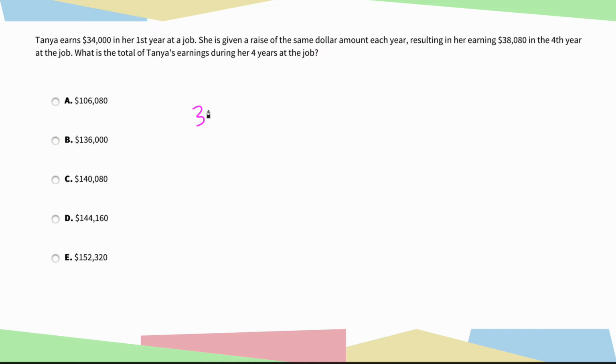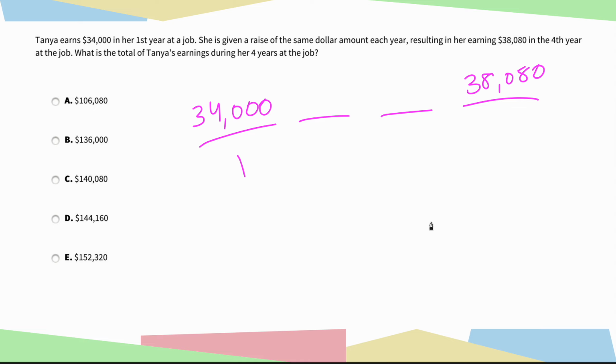Okay, so we know that she starts out with $34,000. This is year one, and we have year two, year three. In her fourth year, it's $38,080. The first thing I'm going to do to help myself out with process of elimination is see what her total would be if she just earned the $34,000 for 4 years. So I'm doing $34,000 times 4, and I'm getting $136,000.